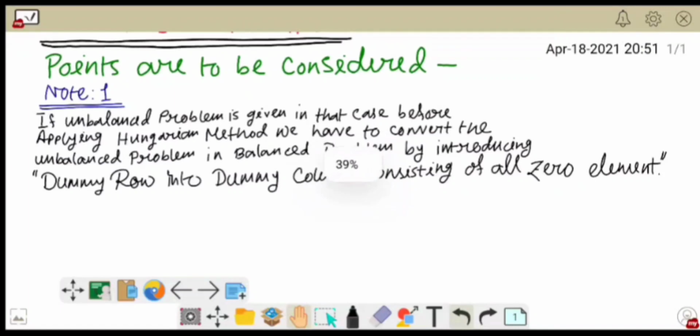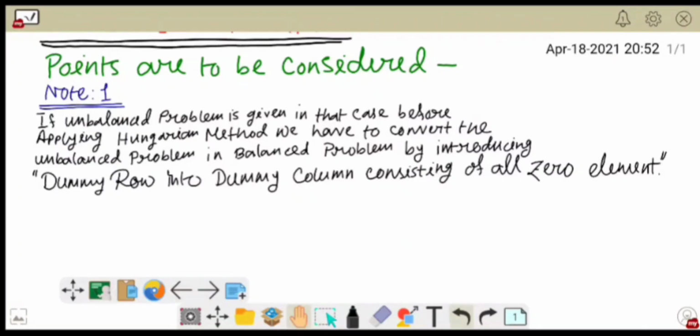Okay guys, so here is note number 1. What is note number 1 trying to say? If an unbalanced problem is given, before applying the Hungarian method, we have to convert the unbalanced problem into a balanced problem by introducing dummy row into dummy column consisting of all zero elements. Before understanding this note, we should recall the previous classes.